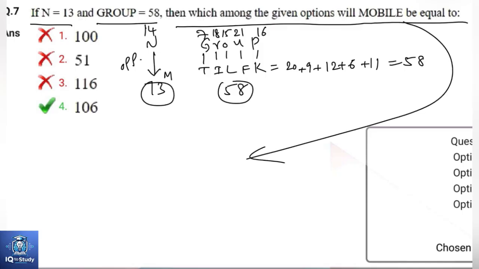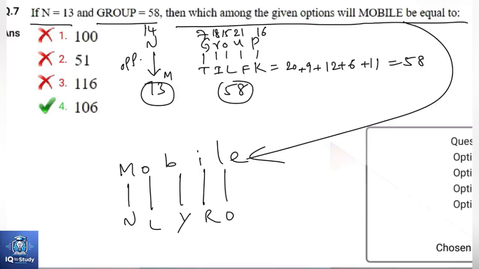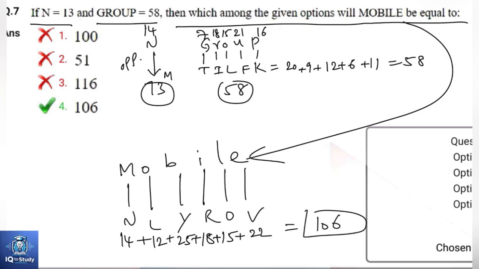Similarly, we have to find mobile. Let's take opposite letters of M-O-B-I-L-E. The opposite of M is N, O is L, B is Y, and I is R, and L is O, and E is V. And these values are 14, 12, 25, 18, 15, 22. Let's add all this. 14 plus 12 plus 25 plus 18 plus 15 plus 22, which is equal to 106. So option 4 is correct.